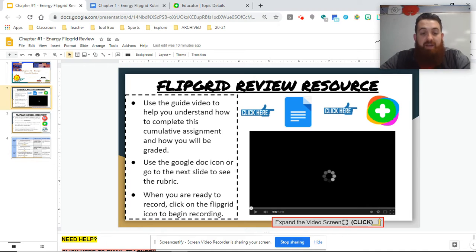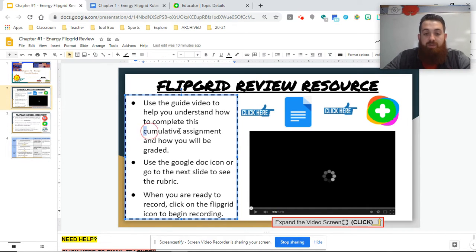This is where obviously you found the guide video, and we're going to be using this to help you understand your cumulative assignment. So that's the first thing. This is a cumulative assignment, meaning it's going to be worth more than your formative assignments, okay? And we're also going to be looking at how you're going to be graded using our rubric. So this Google Doc here obviously will take you to the rubric. It's also found on the next set of slides at the very end. And we're going to be going over that here in a second once we talk about the directions.